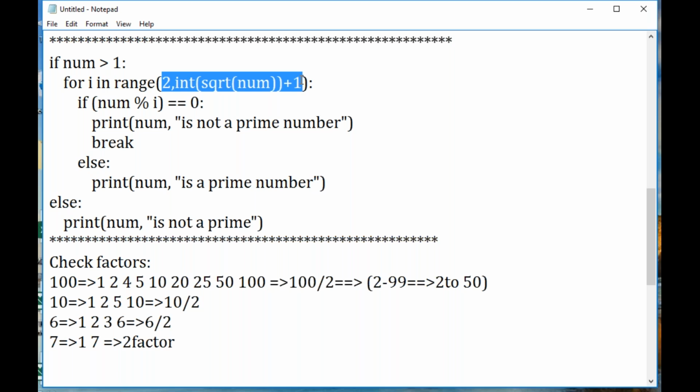Guys, what could be the square root of 7? 2.64, yes. Let us assume you are taking the square root of 7 and you're getting 2.64. So till 2 it will be executed. 2, 2, 2. The number is 7, modulo by 2. The condition is false. There is no more iteration. So it will display that it's a prime number. This else part is for your for loop, not for the if condition.